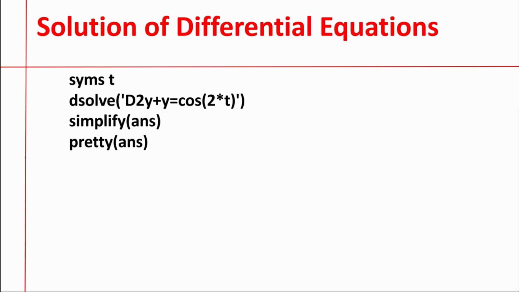Okay, now we discuss the solution of differential equations in MATLAB. The first code is you will type dsolve, and inside the parenthesis you will write, inside the double quotation marks, D2y, which means that it is a second order differential equation, plus y is equal to cos, and inside the parenthesis you will write 2*t, 2 star t means 2 multiplied by t. So after pressing the enter button you will get the required solution of the differential equation.